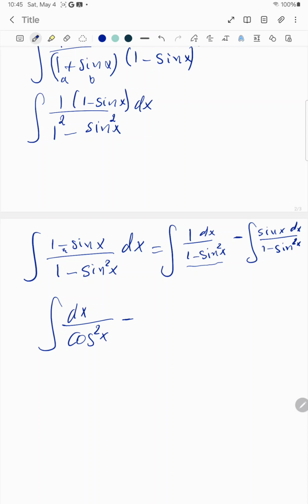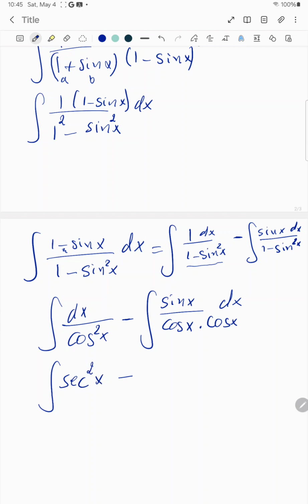and 1 minus sine square of x, again it's cosine square of x, so it became sine x divided by cosine square of x. But instead of writing cosine square of x, I want to write cosine of x times cosine of x dx. So the first integral, 1 divided by cosine square of x, is equal to sec square of x minus, and here this is tan of x times, because it's 1 divided by cos, it's equal to sec of x dx.